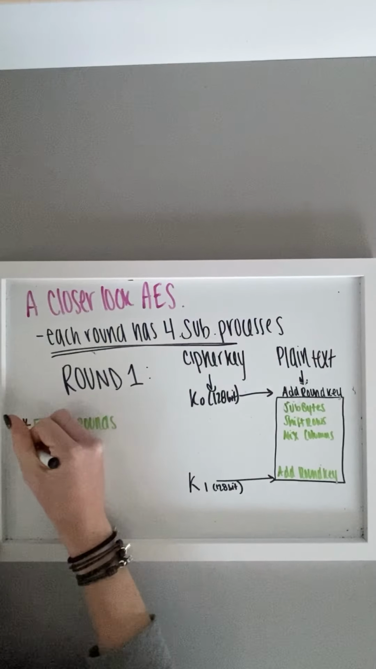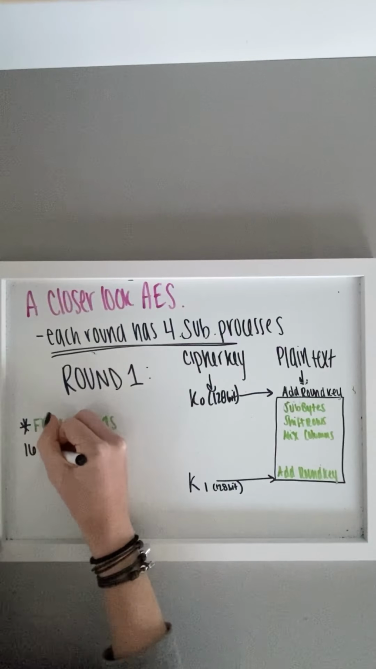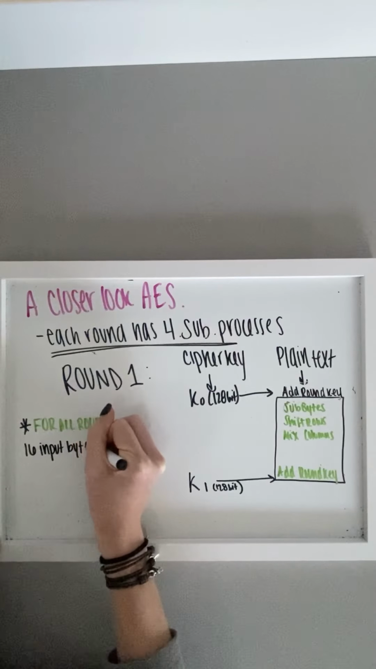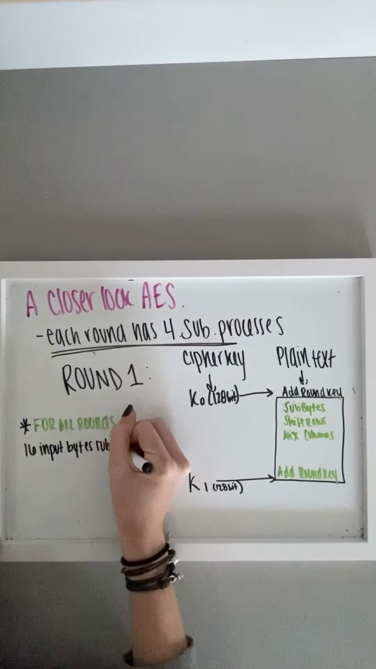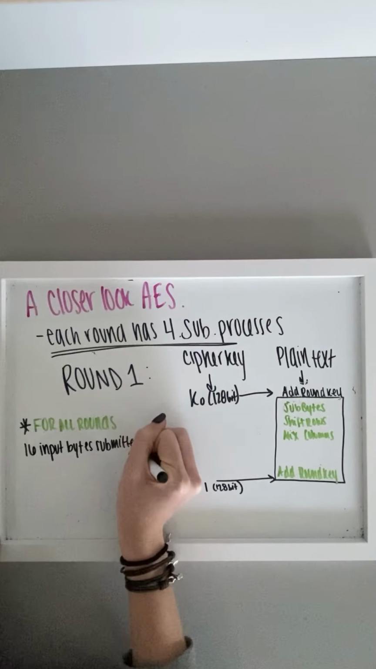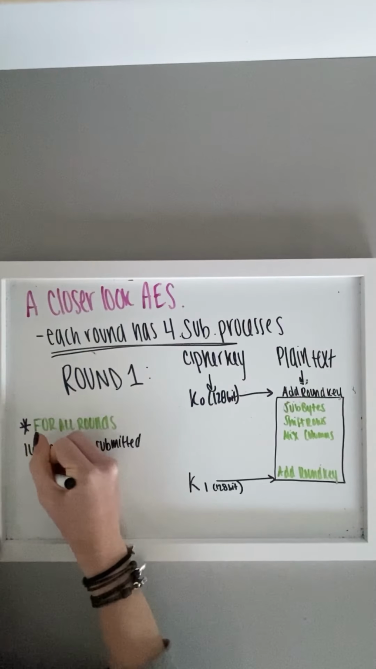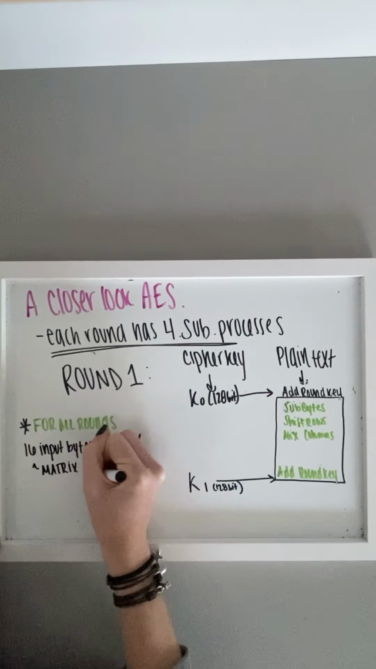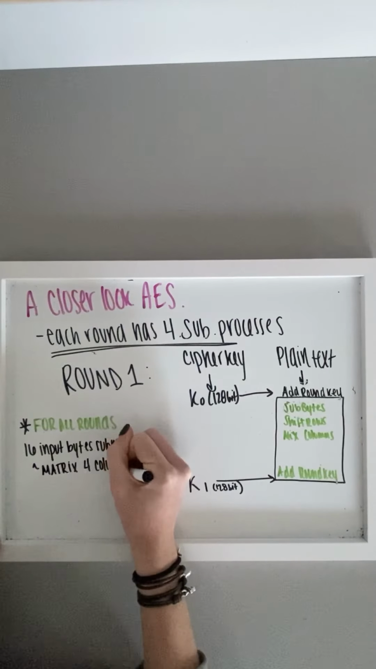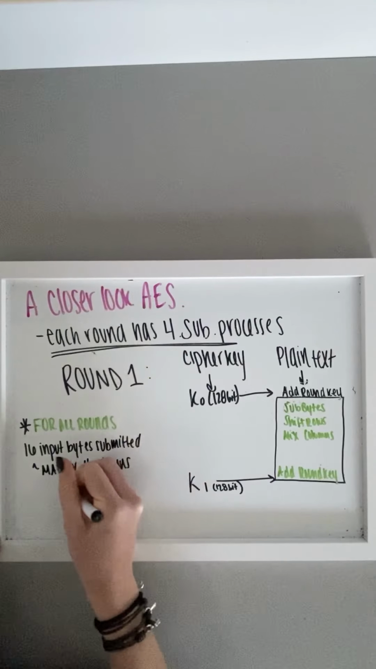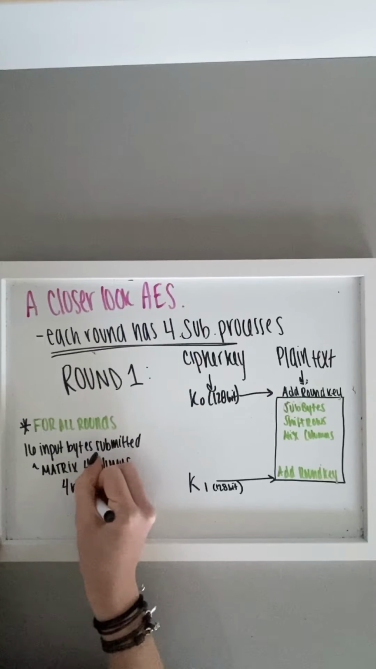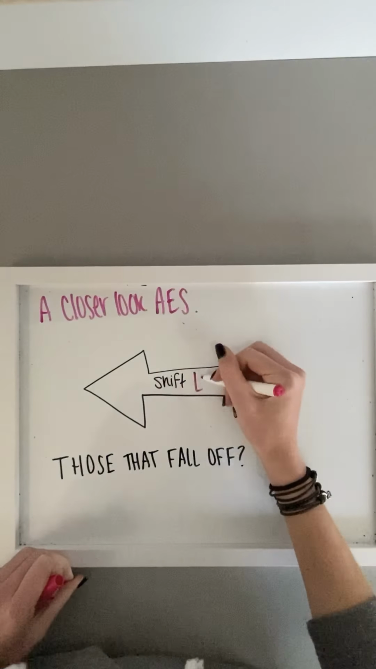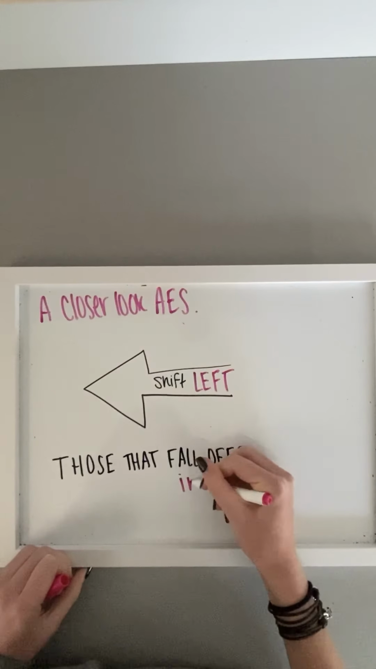Looking closer at AES. Each round of AES is comprised of 4 sub-processes. In round 1, you have the cipher key, and you have your plain text. When you add a round key, you get sub-bytes, shift rows, mix columns, add round key, all represented in the diagram. You start with 16 input bytes substituted in a matrix of 4 columns and 4 rows. In the rows, each shift to the left, those that fall off are reinserted to the right.